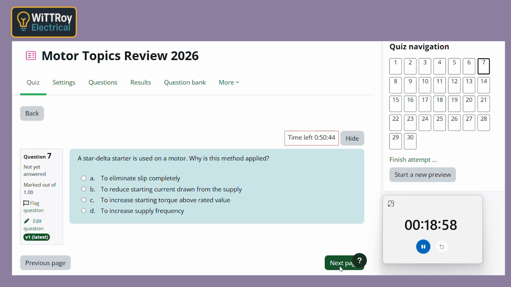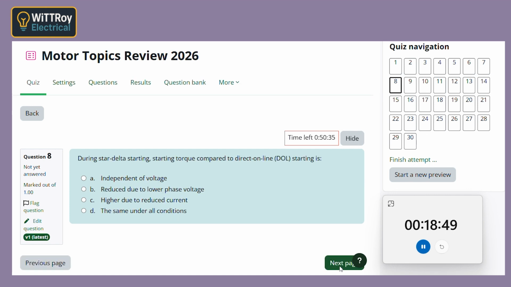Question 7. Star delta starter purpose. Reduce starting current. Correct. That one you've got. Question 8. Starting torque of star delta compared to DOL. I said same. Not quite. Since voltage is reduced in star, torque is also reduced. So lower voltage means lower torque. Yes, that's a key relationship.